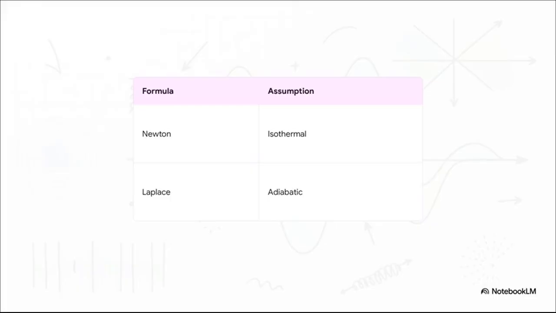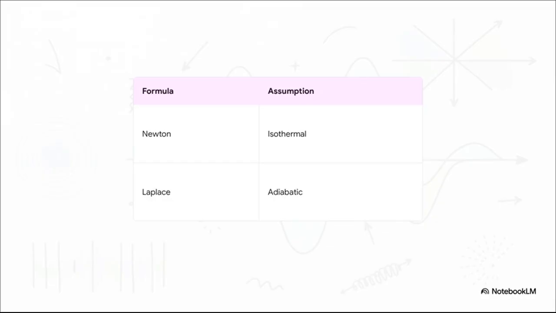But translating physical reality into math isn't always perfect on the very first try. Take the speed of sound in a gas, for example. Sir Isaac Newton originally calculated this, assuming that as a sound wave creates all those compressions and rarefactions, the temperature of the air stays constant. He thought it was an isothermal process, but his result? It was totally inaccurate compared to real-world measurements.